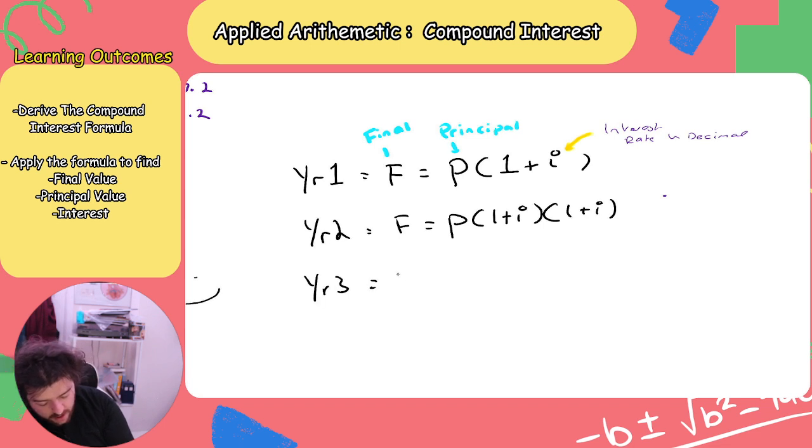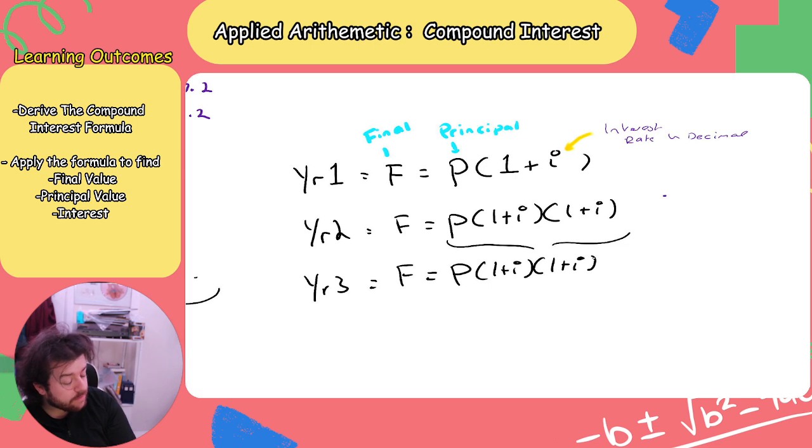Year three, it's going to be my previous amount, 1 plus i, times 1 plus i, again increased by my interest amount, which is 1 plus i. So if I was to keep this going until year T, this could be year 20, 30, 40, 50, 60, 80, 90, 100. So year T, so we're generalizing this now.